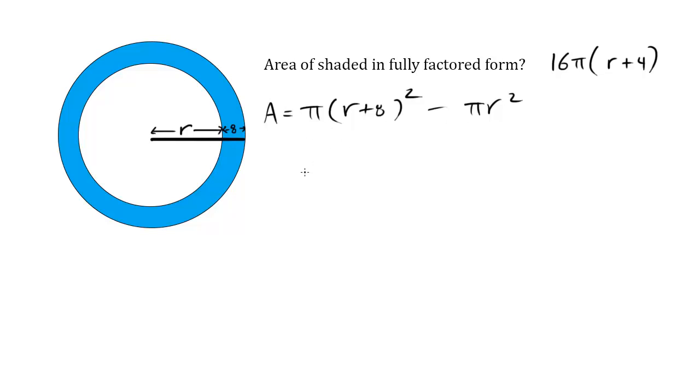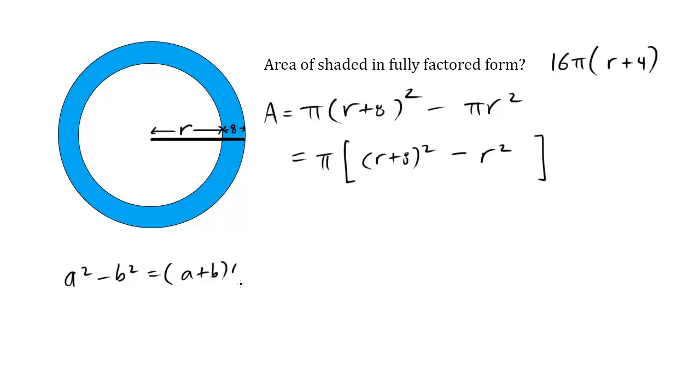We can factor out pi. Pi is just a number. And we end up with r plus 8 squared minus r squared. Now notice how we have a difference of squares. Recall that a squared minus b squared is equal to a plus b, a minus b. So we have something squared minus something squared becomes a plus b, a minus b.